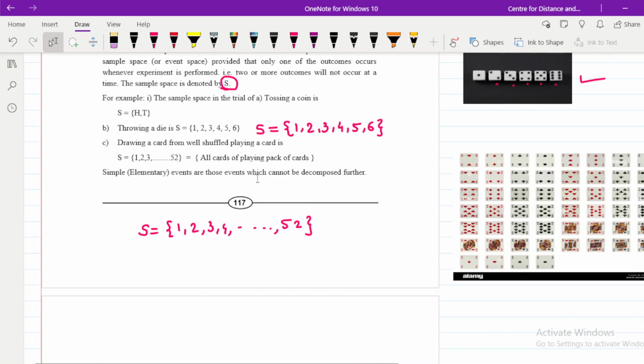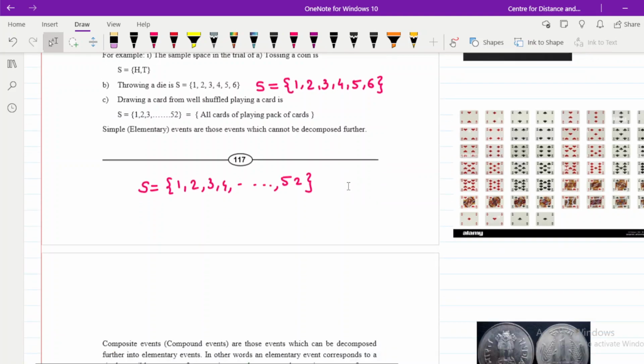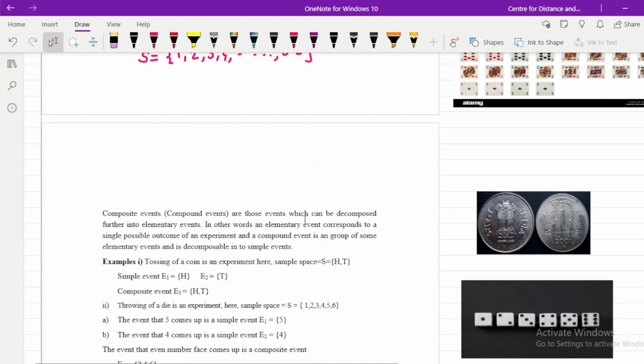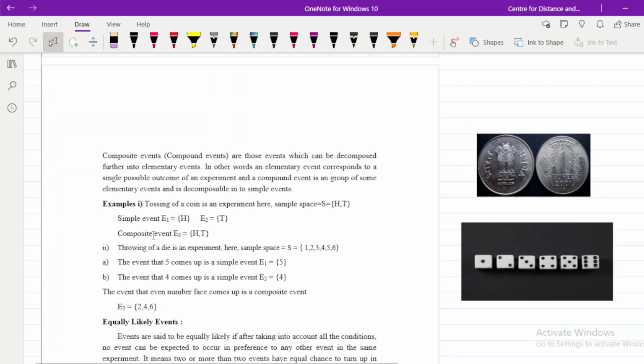Simple events are those events which cannot be decomposed further. And composite events are those events which can be decomposed further into elementary events. For example, tossing a coin is an experiment. The sample space for tossing a coin is S equal to head and tail. A simple event is denoted by E1. E1 is equal to head, only one head. E1 is our simple event.